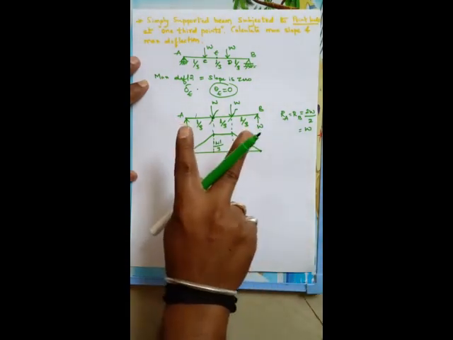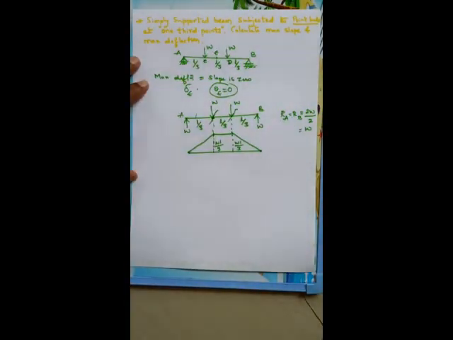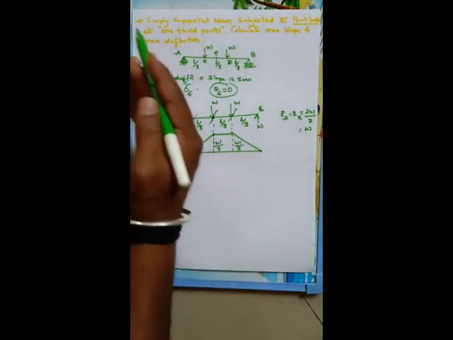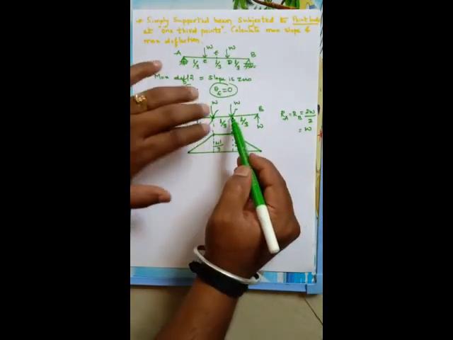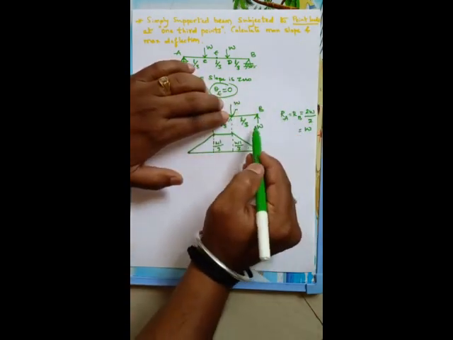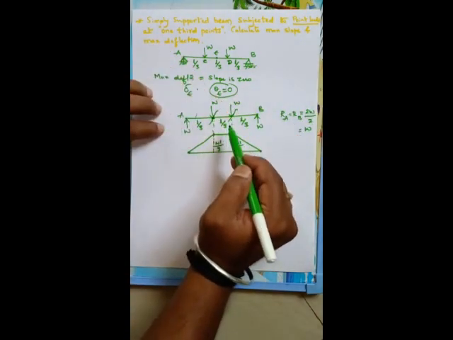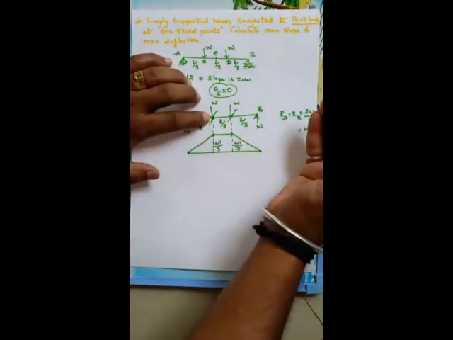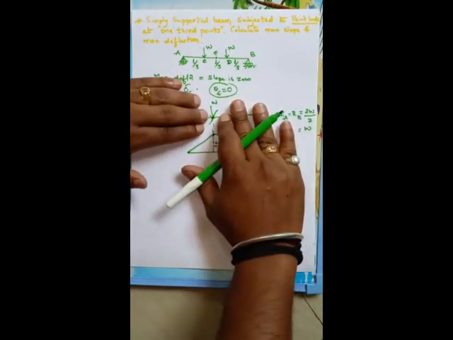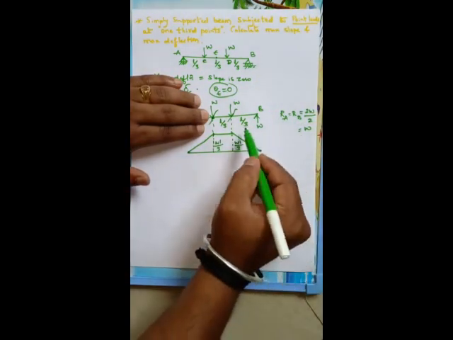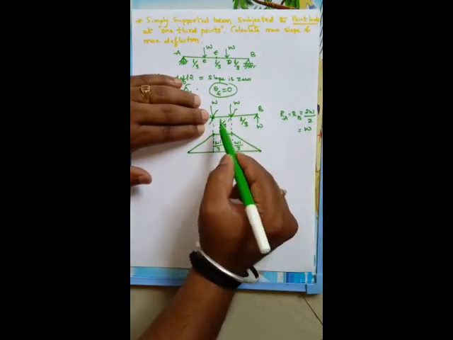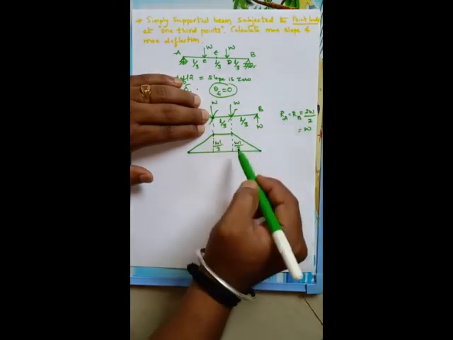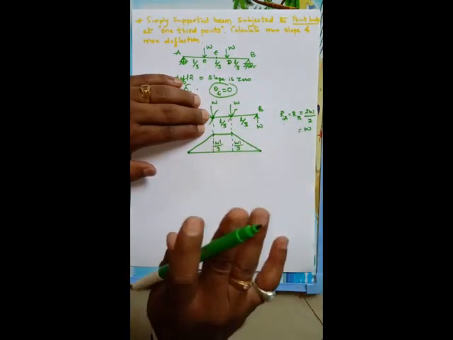Correct? There will be two supports. You can cut a section and consider leftwards or rightwards. If you want to take moment about this point, consider leftwards, so W into L by 3. If you want to take moment about this point, consider rightwards, W into L by 3. Suppose you want to consider the moment about this point using the right-hand side instead of the left-hand side, what will be the moment? W into 2L by 3 minus W into L by 3. Again, you will be getting WL by 3 only.